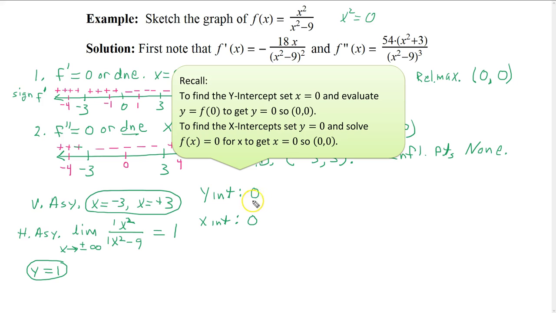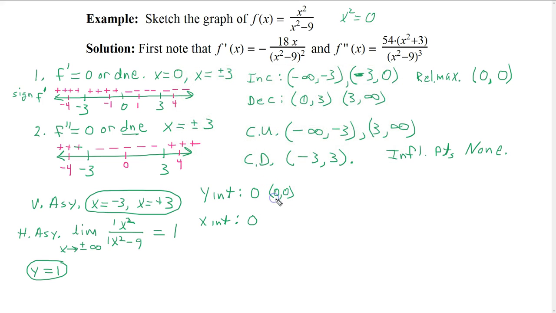And if you want to, you can write these as coordinate points as well. This would be 0, 0. That's the point on the y-axis. And down here, the same thing, 0, 0. Putting 0 in for y and solving for the x's, well, we just got back 0 for the x.